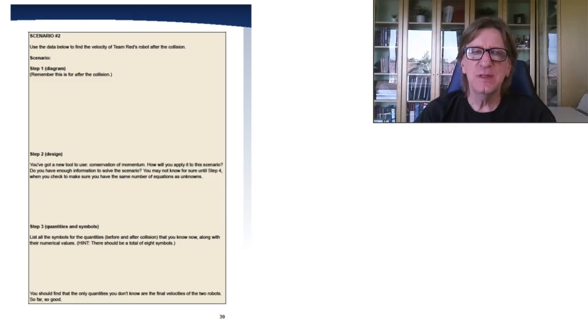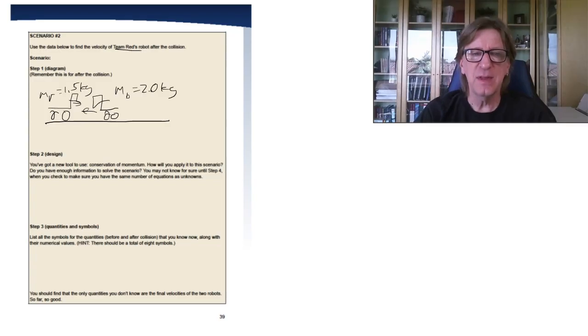All right, so in this scenario, we want to find the velocity of Team Red's robot, so the red robot, after the collision. So again, let's draw our diagram. We won't get fancy with the colors this time, but this is going to be a two-phase problem. Before the collision, I've got my two robots, and they're headed this way. They've got a mass, and we decided that the red mass was going to be 1.5 kilograms. And we decided that the blue mass was going to be 2.0 kilograms.